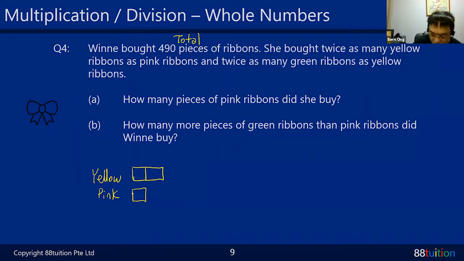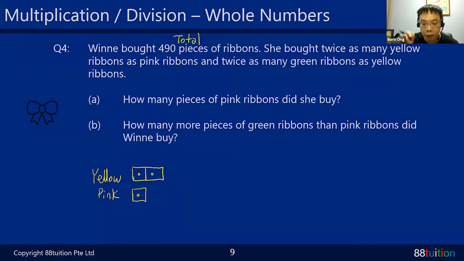So she bought twice as many yellow as pink. So yellow got 2 units. Pink only got 1 unit. So this is the model. Juby, yes, correct. All right, answer is 210. Very good, Juby. All right, you got both answers correct already. So now, this is the model for yellow and pink, right? Okay, then you read on.